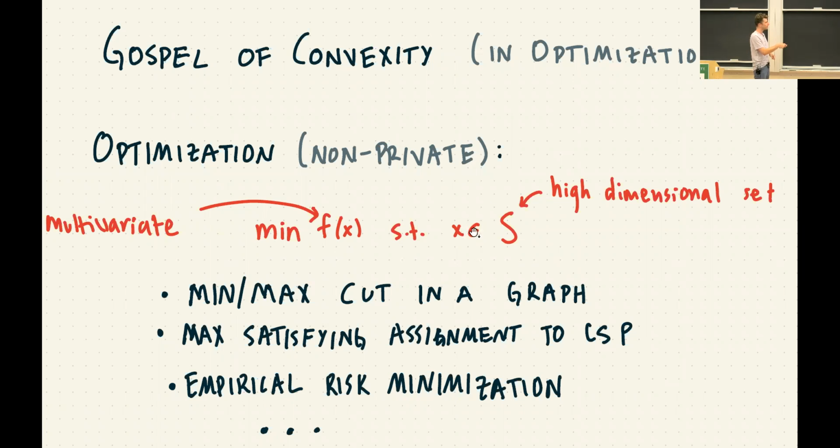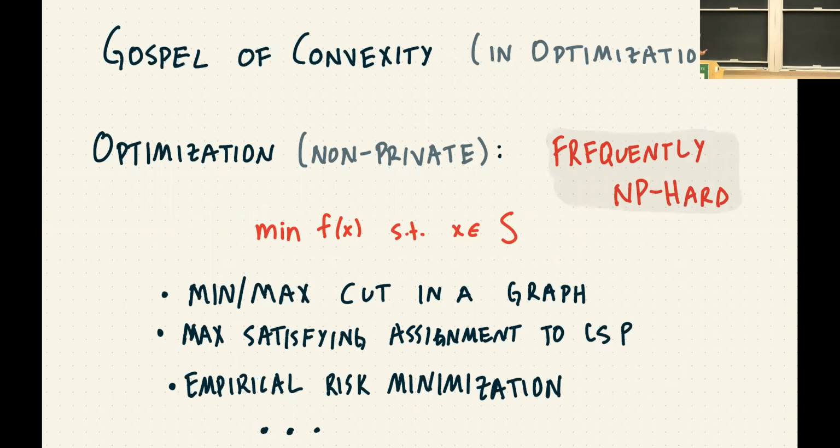And in the settings that I'm thinking about, the set S is large, like it lives maybe in high dimensions. And so x really consists of a bunch of variables, x1 through xn. And the function f is multivariate, of course. Now, this can capture all kinds of stuff, obviously. I come from a theoretical computer science background, so I love cut problems in graphs, min cut, max cut. You can look for the maximum satisfying assignment to a constraint satisfaction problem, but of course this shows up in statistics as empirical risk minimization and all kinds of other things. This is a basic tool.